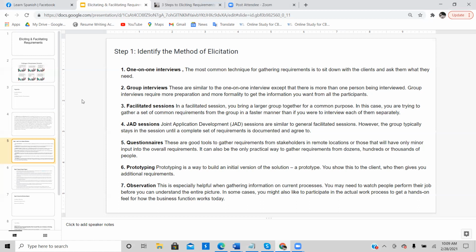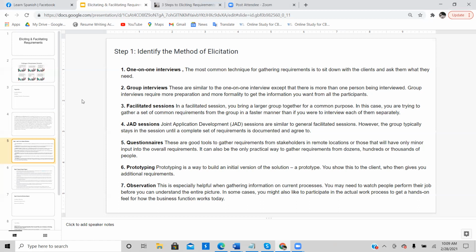Another technique is facilitated sessions. You bring a larger group together to meet a common objective. You're trying to understand the common set of requirements needed from this specific group, and this helps in gathering requirements in a much quicker fashion. Based on where you are in your project and maybe even timelines, you would pick and choose from these techniques.